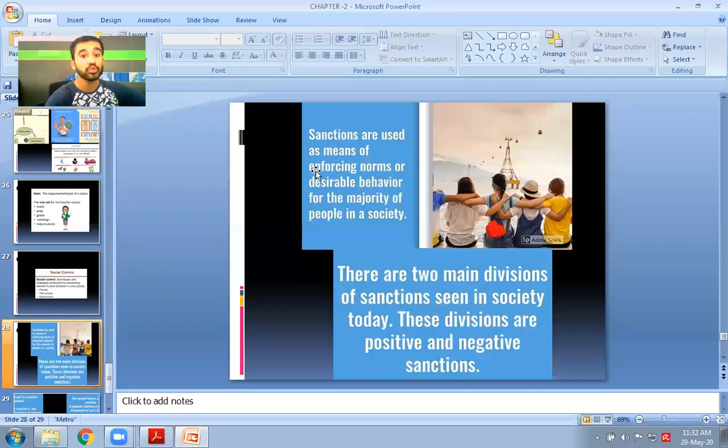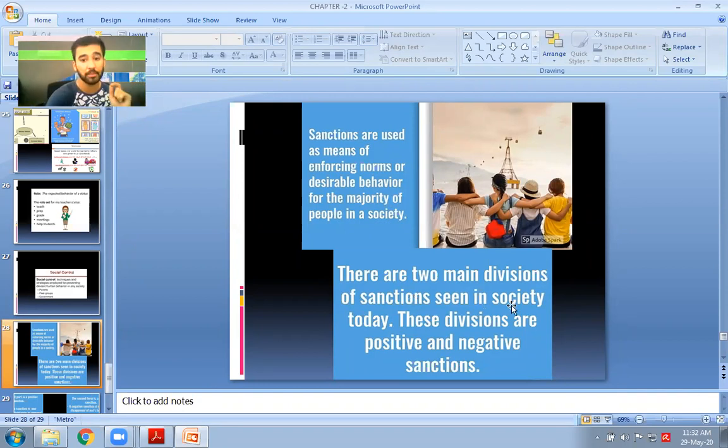Sanctions are used as a means of enforcing norms or desirable behavior for the majority of the people in a society. Now, what do you mean by that? This is another way to understand social control. Sanctions are very important. When we want someone to follow certain rules, certain norms in a society that the majority is following, then we go with the sanctions, right? Sanctions are simply another form of social control. You got to understand that, right?